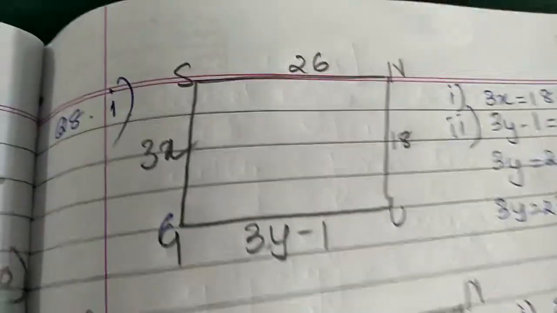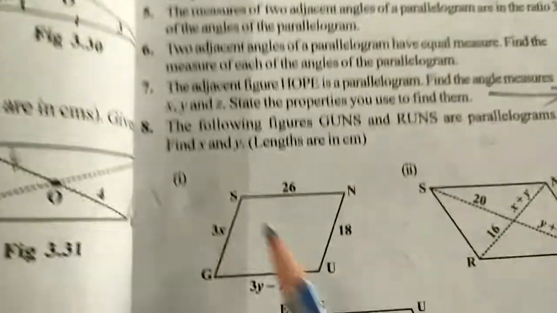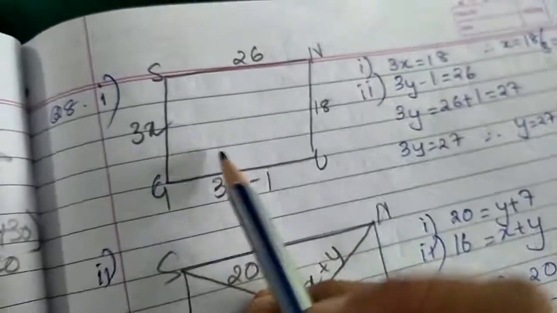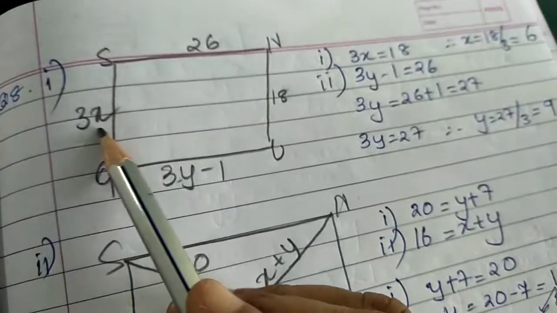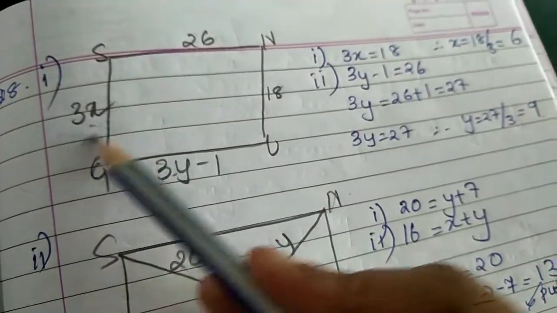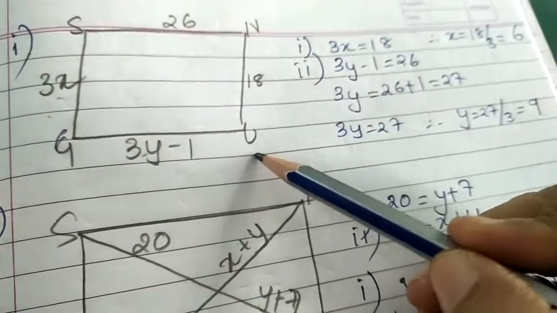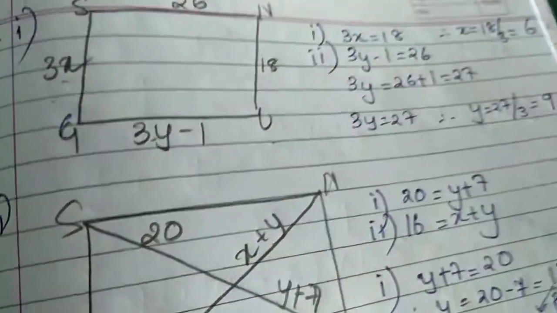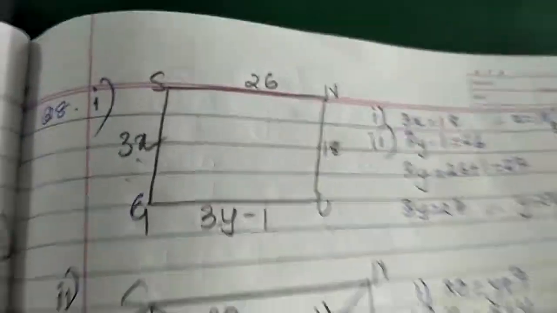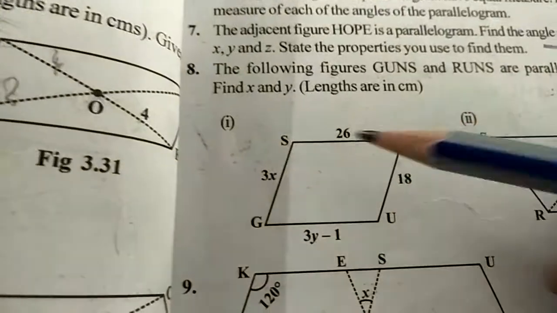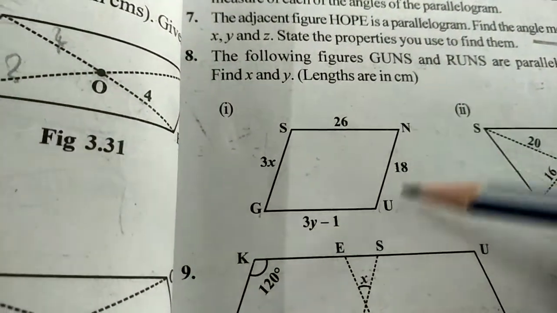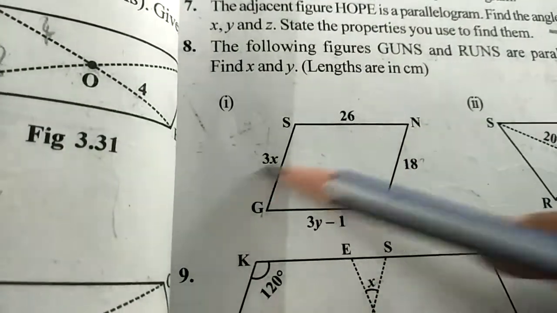The next question, that is question number 8. In question number 8, you have again 3 questions. You have to find the answers of these 3 questions. I'll discuss one by one. You see this figure. Now here this side is 3x, so this opposite side will also be 3x. If you see this figure, this is 3x and this is 18, both are opposite sides, so they will be equal.